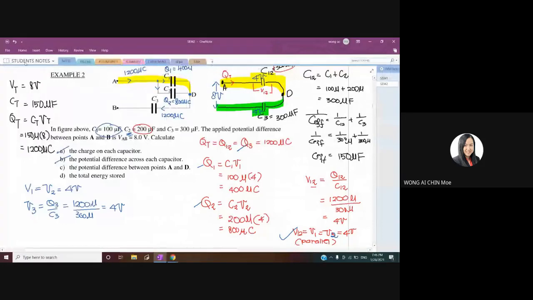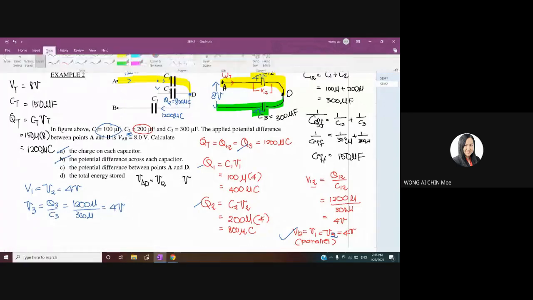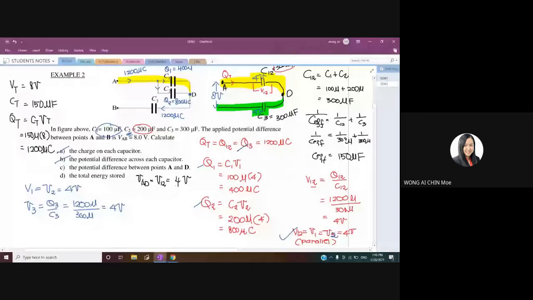So we can write in this form, where our VAD is actually equal to V12, the voltage across capacitors 1 and 2. Or it can also equal 4 volt. If let's say I'm going too fast, you can pause my video first. Okay, so this is question number C.